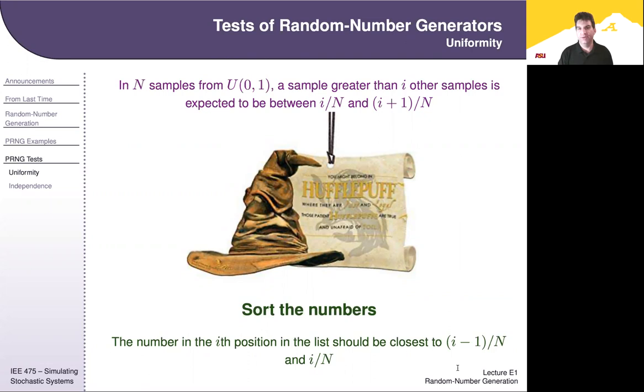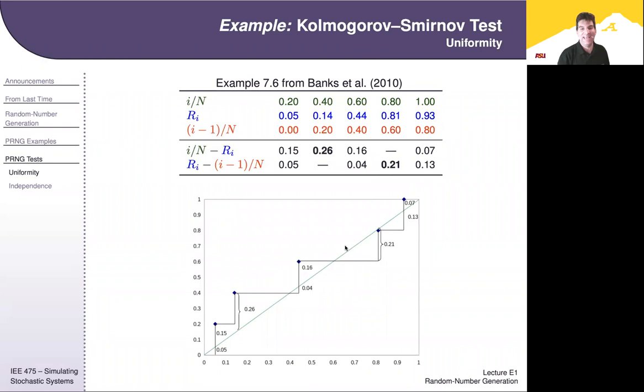In other words, if you sort all the numbers and they're uniformly distributed, then as you go down through your sorted list of numbers, you should move roughly the same distance between every number. You shouldn't get a cluster of numbers up front and then suddenly jump to the end. If you sort them, they should be spread all across the line. And so that's what we're going to do in the so-called Kolmogorov-Smirnov or KS test.